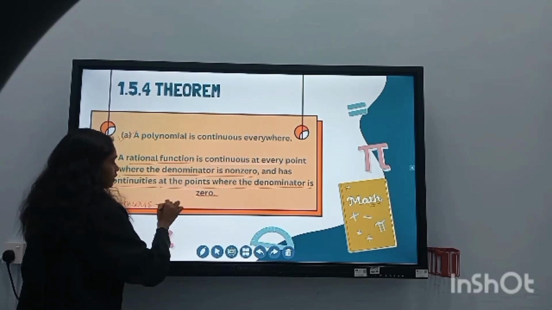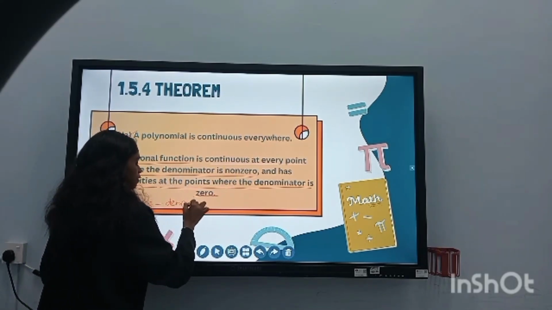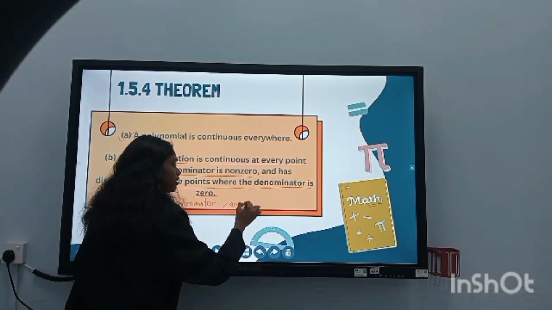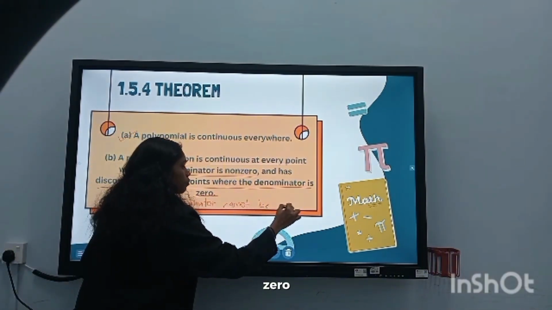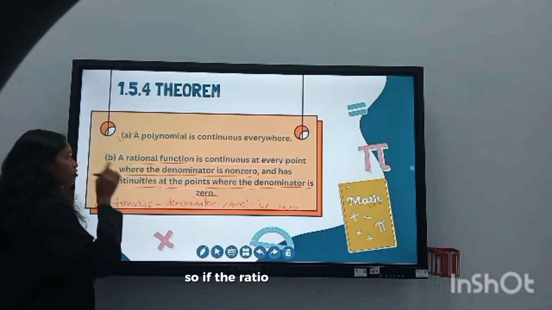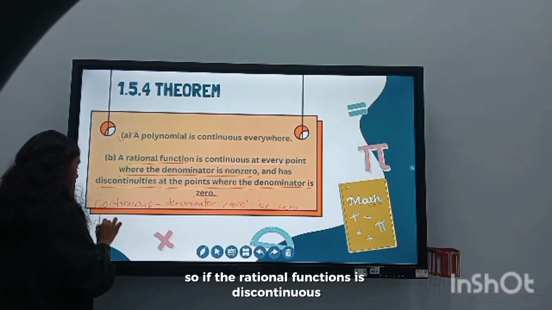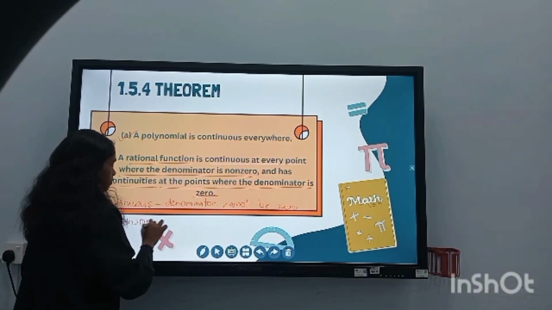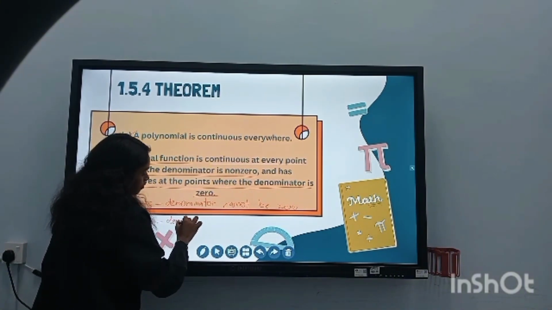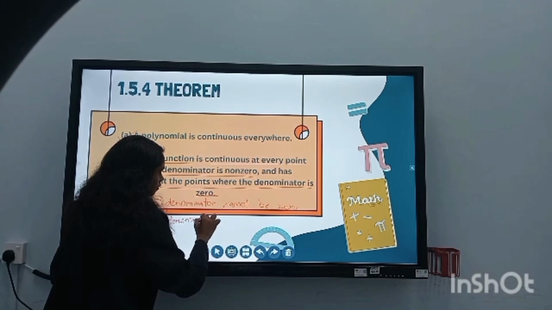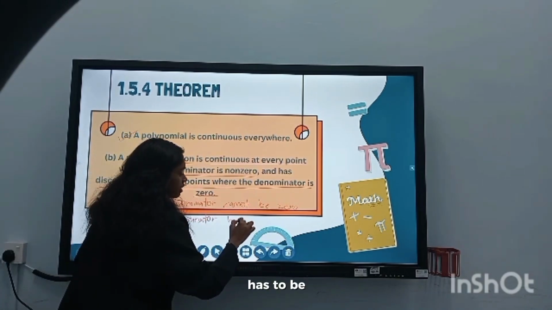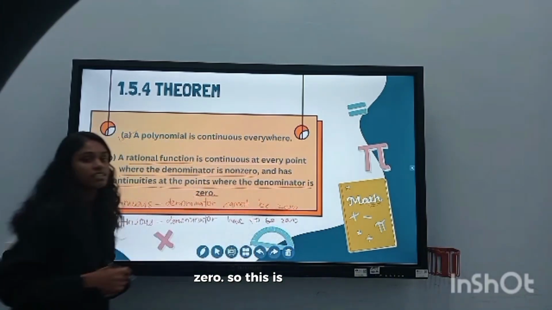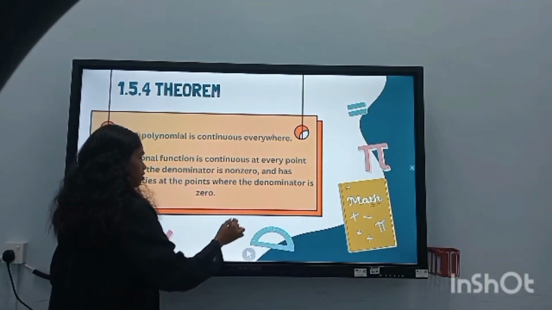So if a rational function is continuous, the denominator cannot be 0. If the rational function is discontinuous, the denominator has to be 0. So this is the second theorem.